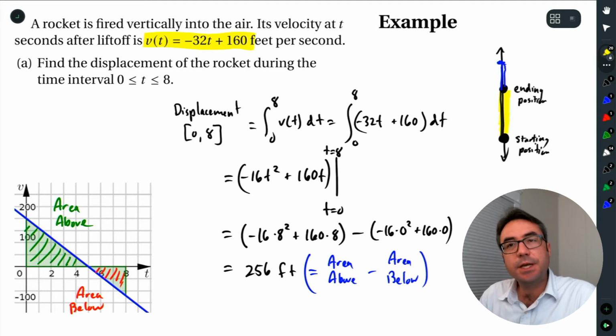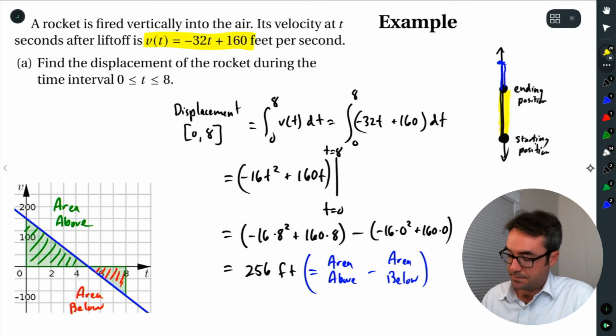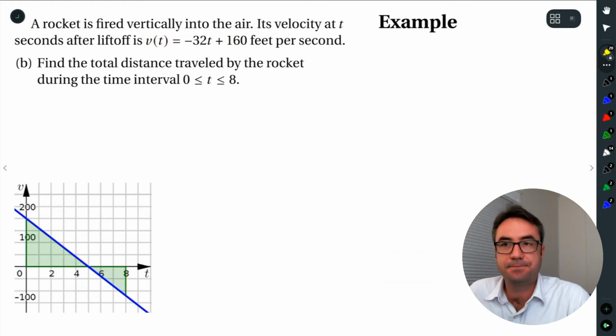All right, so that was a displacement calculation. Let's try a total distance calculation. Same setup here. We're going to find the total distance traveled by our rocket during this time interval from 0 to 8. So now we don't want to really worry about the direction we're traveling in. We just want to know, how much in total, how much distance did we cover? What's our total distance that we traveled?